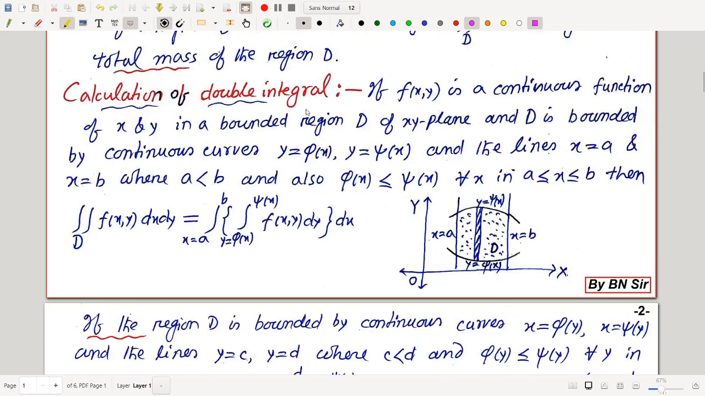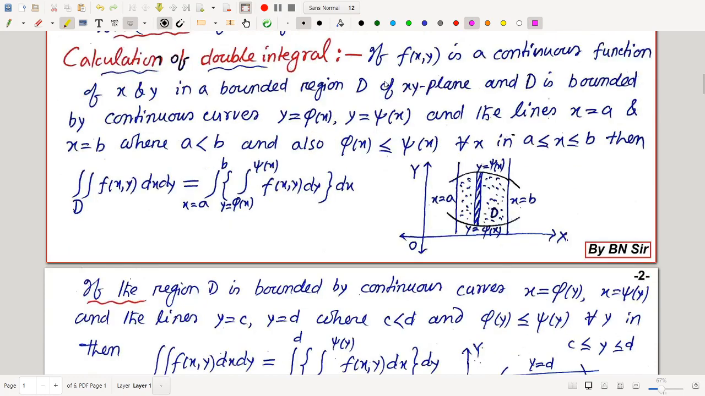Now, how to calculate double integral in Cartesian coordinates, of course. Calculation of double integral as repeated integrals, let us see. If f of (x,y) is a continuous function of x and y in a bounded region D of the xy plane, and capital D is bounded by continuous curves y equal to phi of x, y equal to psi of x, and the lines x equal to a and x equal to b, where a is less than b, and also phi of x is less than or equal to psi of x for all x in this interval, a less than or equal to x less than or equal to b.